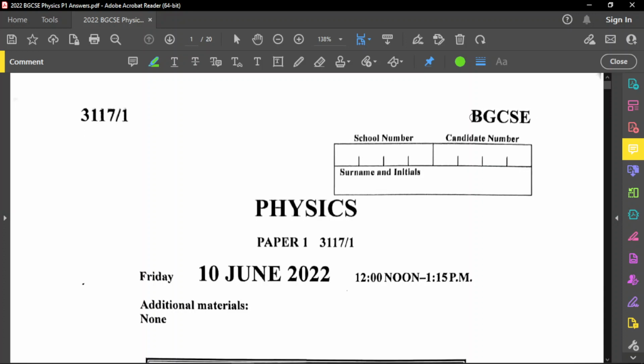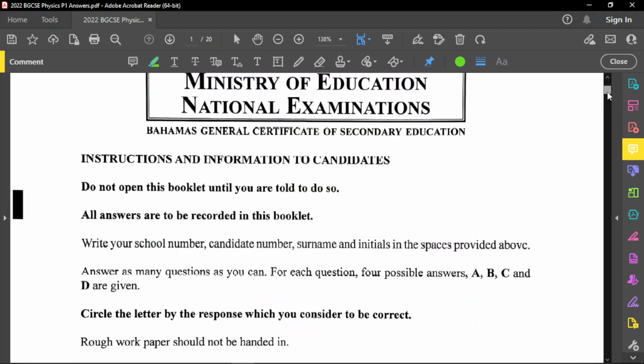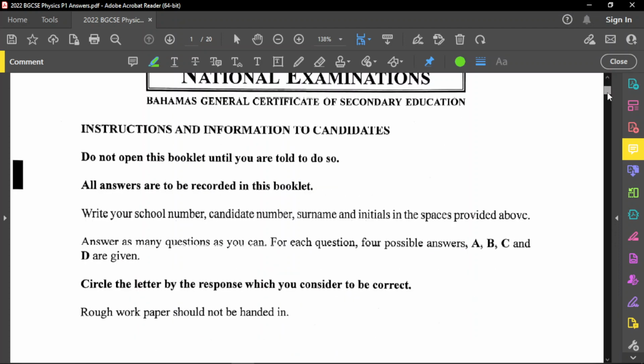Today we're doing a quick review of the BGCSE Physics Paper 1 from the year 2022. Please remember, before you start the examination, you should always write your school number, your candidate number, your surname, and also your initials. As a gentle reminder, please remember to read through the instructions carefully and ensure that you understand each instruction. If you should have any questions or queries, please clarify those with the examiner before the examination begins.